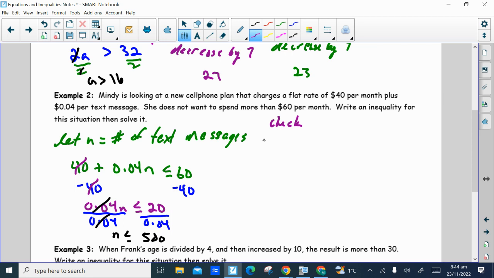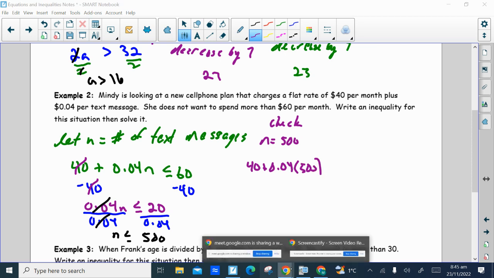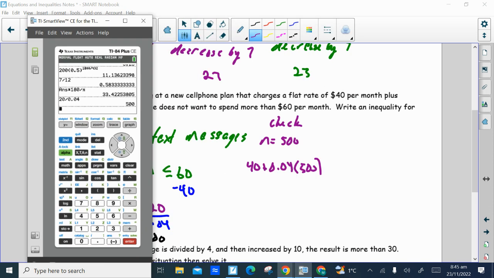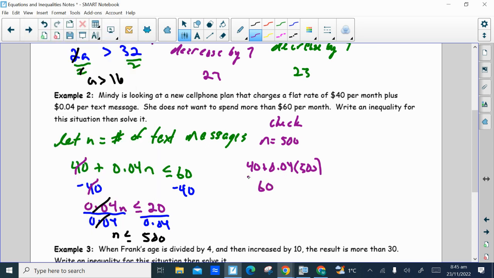let's let n equal 500 because that's a possibility. So her total charge would be 40 plus 0.04 times 500. It's 4 cents per text message plus the $40 flat rate. So you can put this in your calculator all at once in one step. 40 plus 0.04 times 500, which is exactly $60, and that's okay because she doesn't want to spend more than 60.